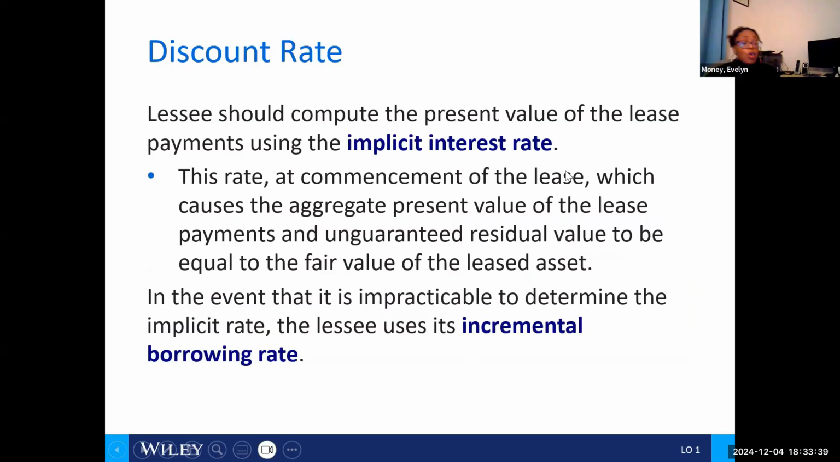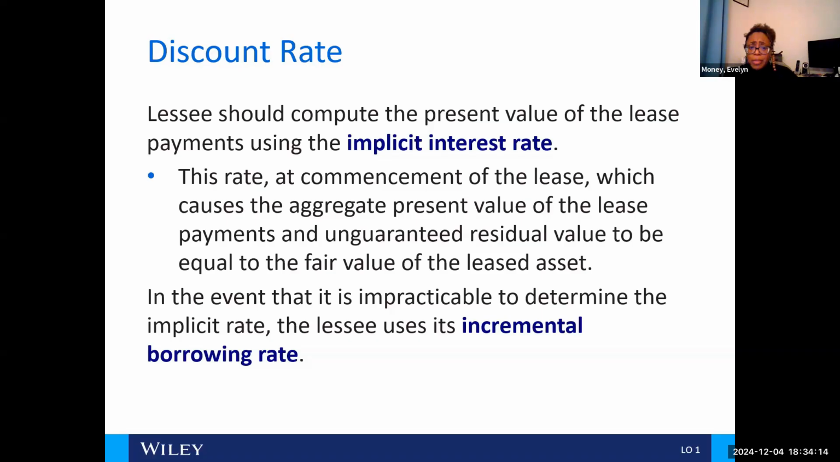All right. When finding the present value of the lease payments, we need to use a certain rate. Usually we use the rate that is implicit in the contract. A lot of times this implicit rate is given to the lessee. Sometimes it is not. If it is not, then the lessee has to use their own incremental borrowing rate, which is essentially the rate that they pay interest on the loans that they have right now.